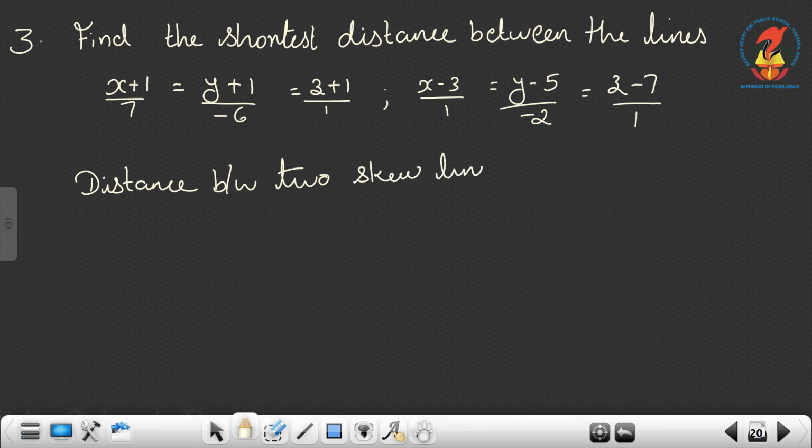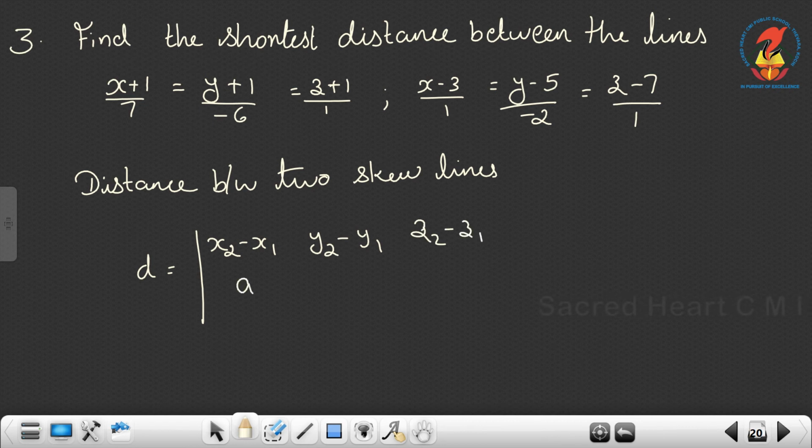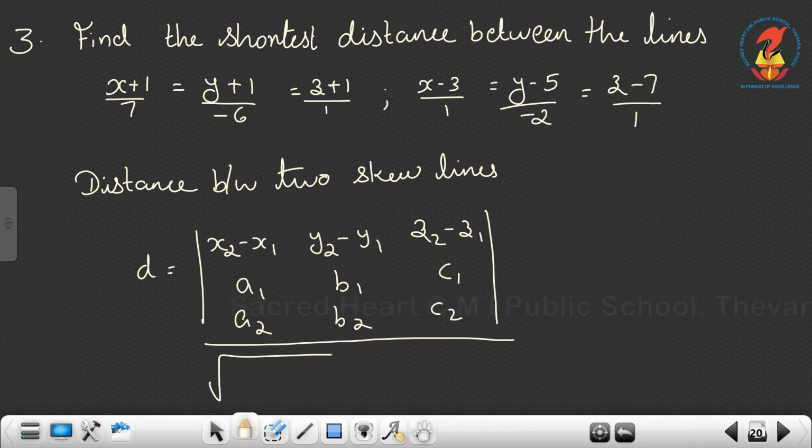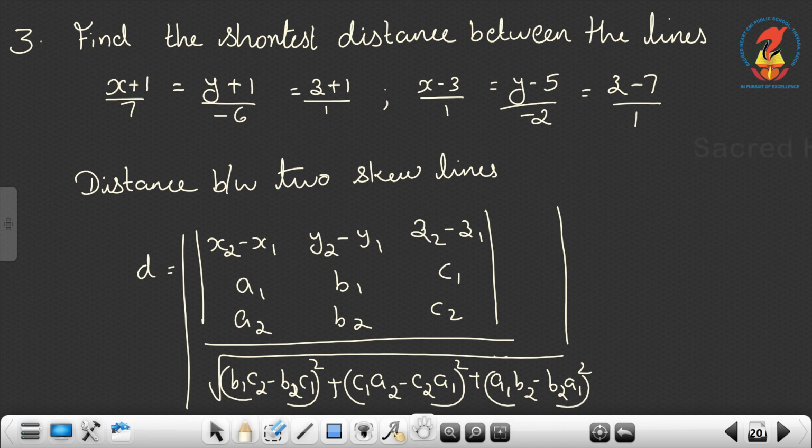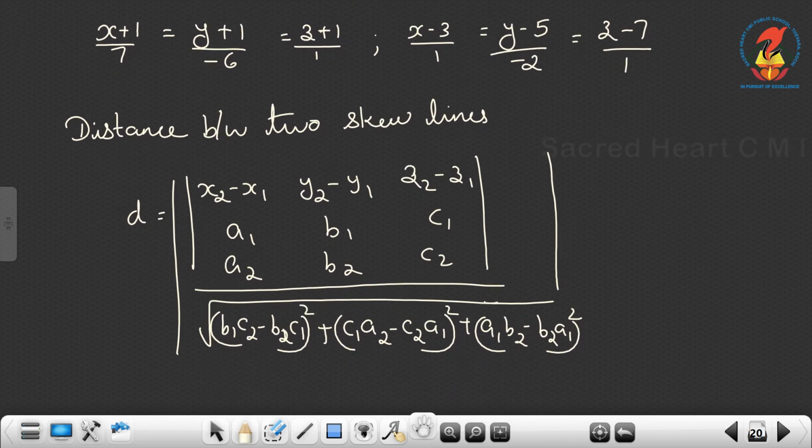Skew lines. D is equal to determinant x2 minus x1, y2 minus y1, z2 minus z1, then a1, b1, c1, a2, b2, c2, then by root of cross multiply: b1 c2 minus b2 c1 whole square plus c1 a2 minus c2 a1 whole square plus a1 b2 minus b1 a2 whole square, and the total modulus sign is there. You have to take the positive value.